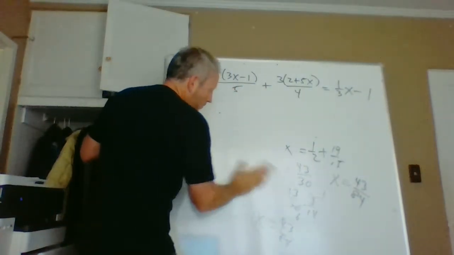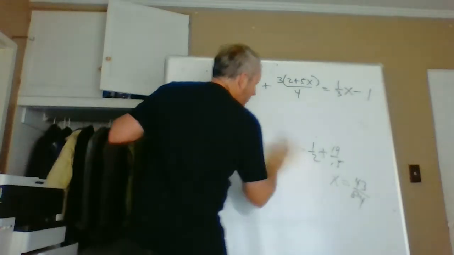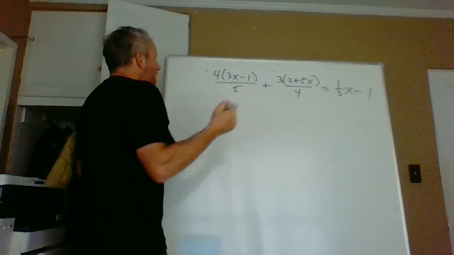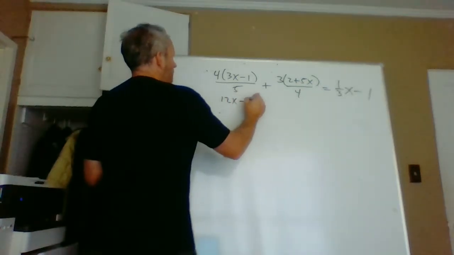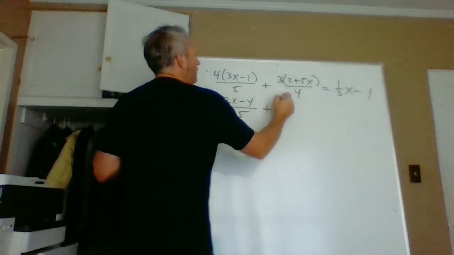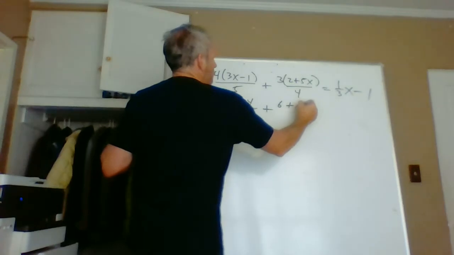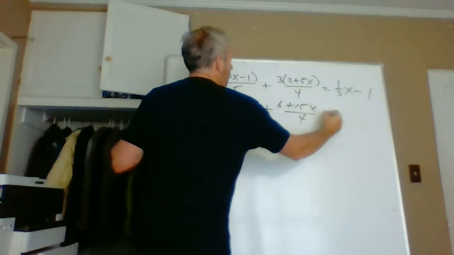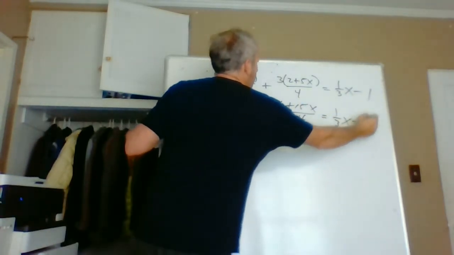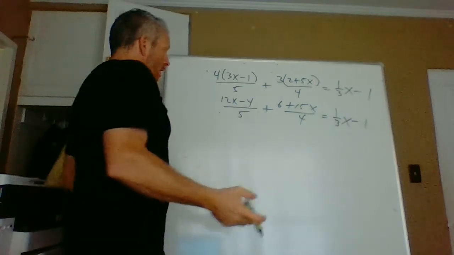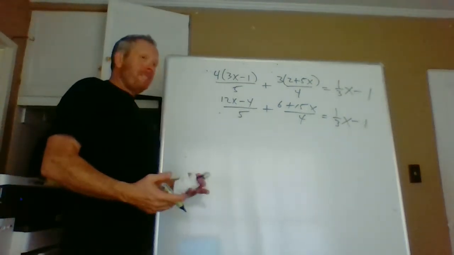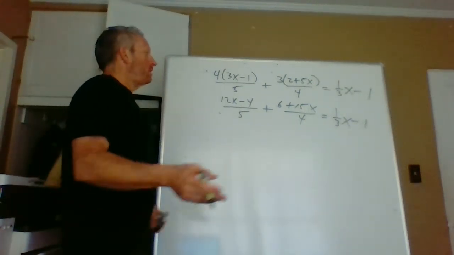So more or less, this should go the same as the one we just did. I'll start with the distributive rule. 12x minus 4 divided by 5 plus 3 times 2 is 6, 15x divided by 4, and that's nice. Why is it nice? Because I'm really only dealing with arithmetic or calculations dealing with whole numbers, so that's pretty nice.